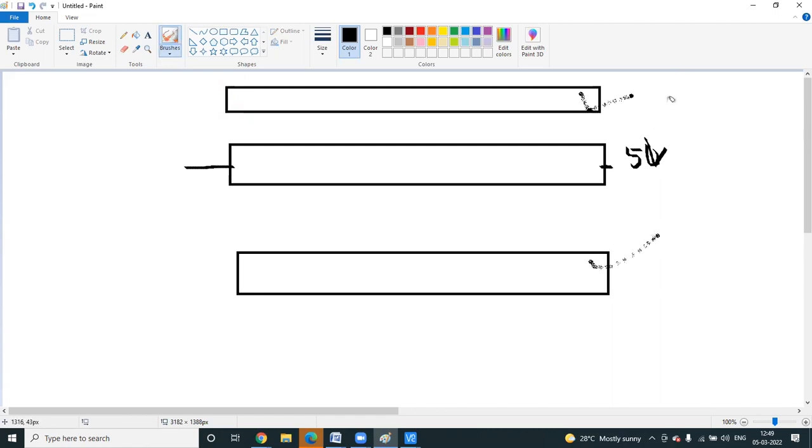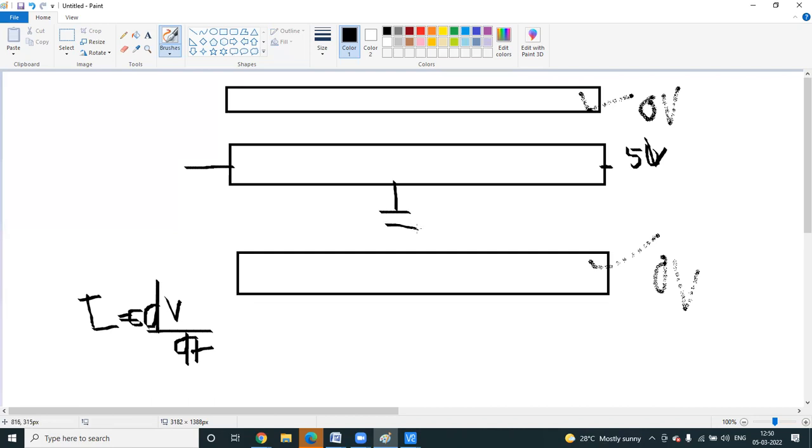So which potential do you need to connect? It should not be floating. If you connect 0 volt, ground, by default. So what is the formula? I equal to C dV by dt. This is the capacitive current. So this current formula is I equal to C, the capacitance value, times the voltage difference. The voltage difference here is 5 minus 0.